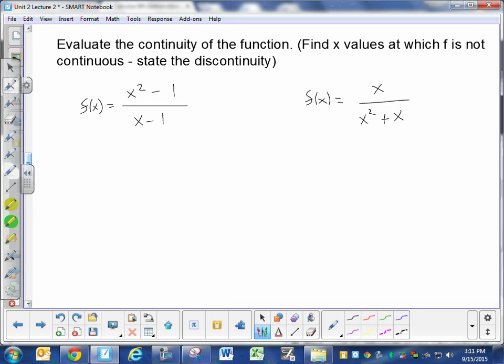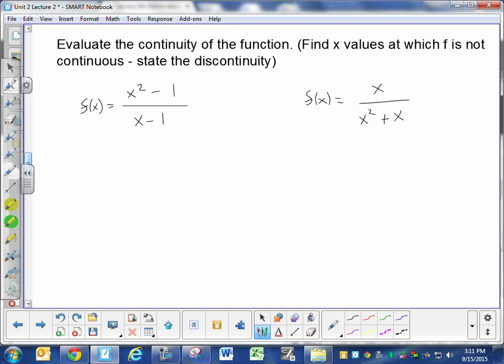Here are some functions. We will be asked to evaluate the continuity of the function. Typically, we'll just find where the function is not continuous, just like we found where the limits do not exist. And that's easier than talking about where the function is continuous.